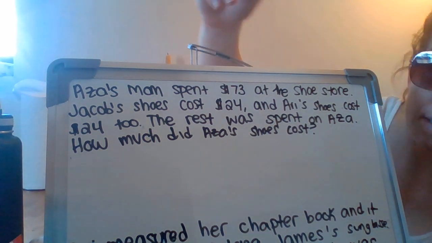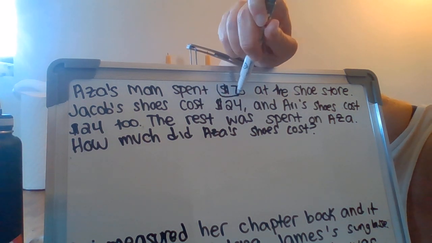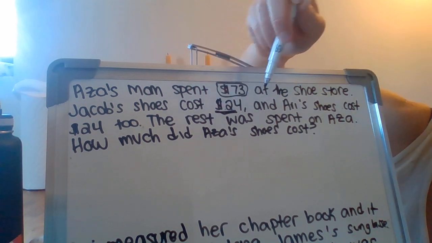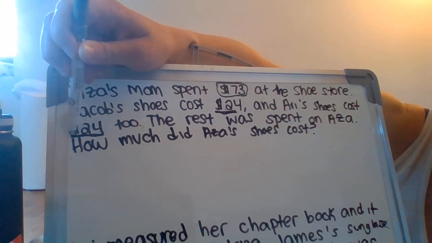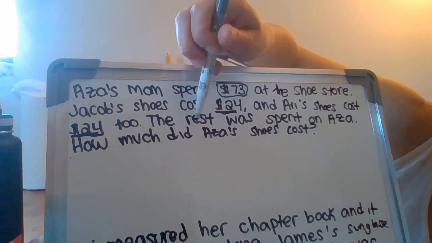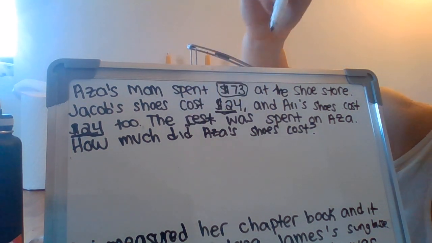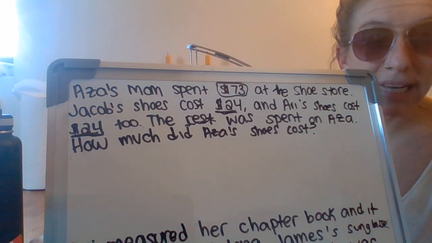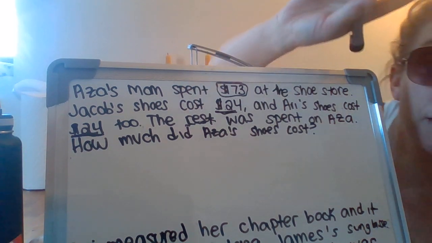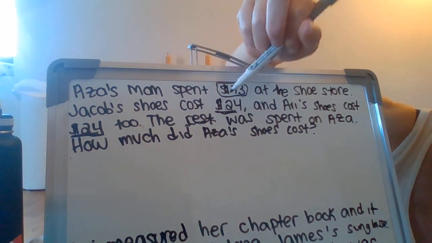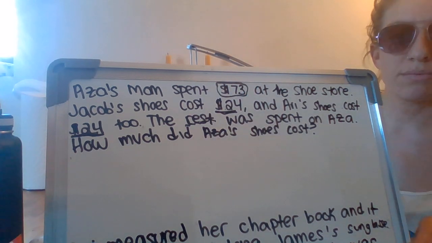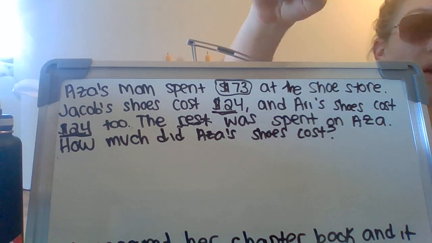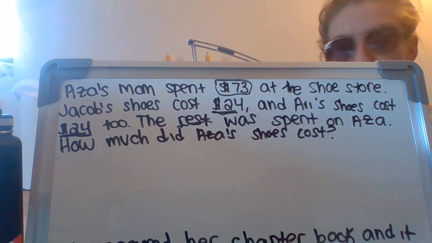So right now, this is a pretty tricky problem because I know that I have my total, which is 73, but I have two parts right here, and I have a missing part because I don't know how much Aza's shoes cost. So I need to combine these two parts to make just one missing part before I can solve this problem. Take about 2 minutes to solve. Make sure that you combine the missing parts so you only have one missing part, and you can solve for the real missing part, which is Aza's shoes. Go ahead.